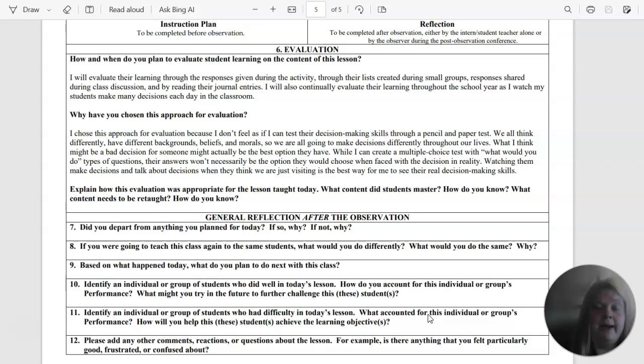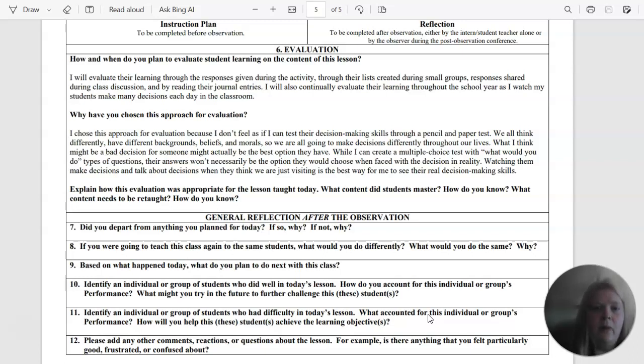What I think might be a bad decision for someone might actually be the best option that they have in their lives. So while I can create a multiple choice test with what would you do types of questions, I don't know that their answers that they choose on the test are going to necessarily be what they will do in their real life decision making process. Obviously, they're going to want to get a good grade and impress the teacher, so they're going to choose what they think I want them to do when given a set of 4 options to choose from.